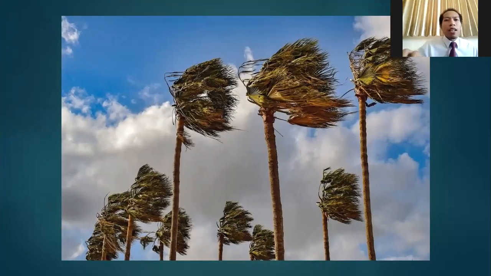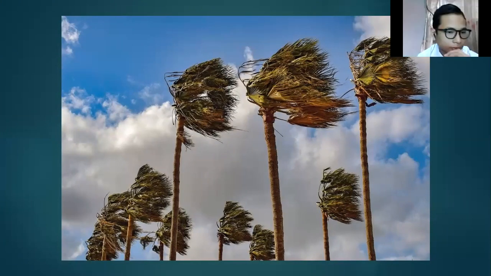So take a look at this picture now. What do you see in this picture? Tree. Palm tree. Tree, but the tree is blowing, right? There is wind here, isn't it? Yes, sir. Now my question is, is the wind matter or not? Yes, it's matter. Are you sure wind is matter? Yes.